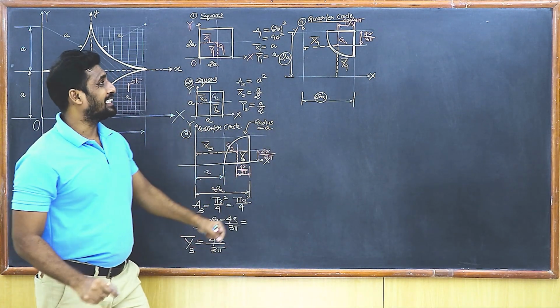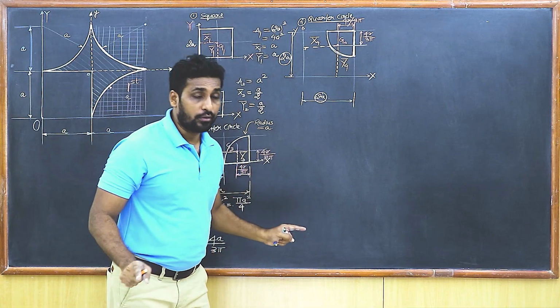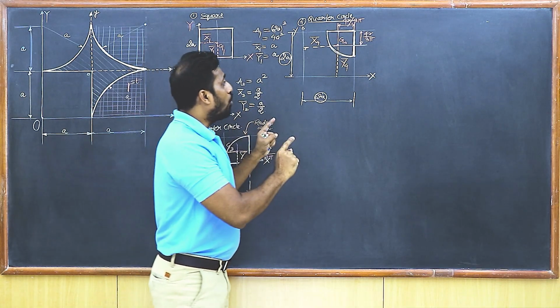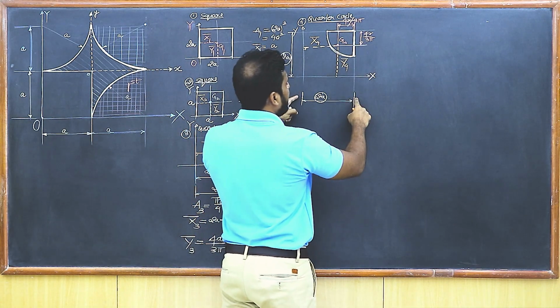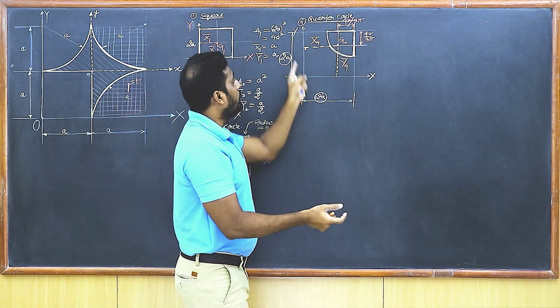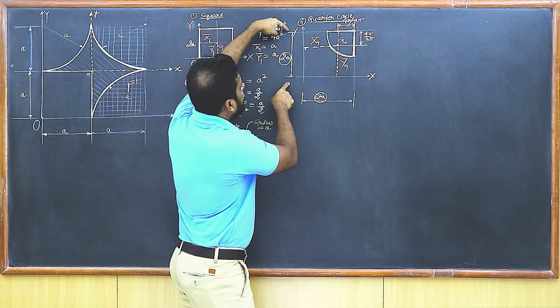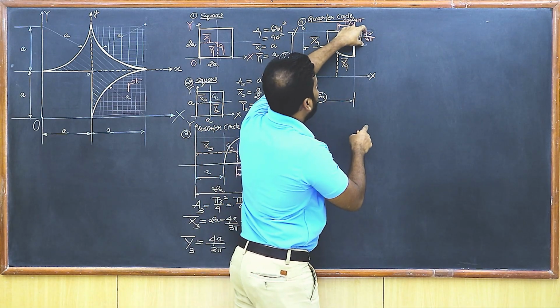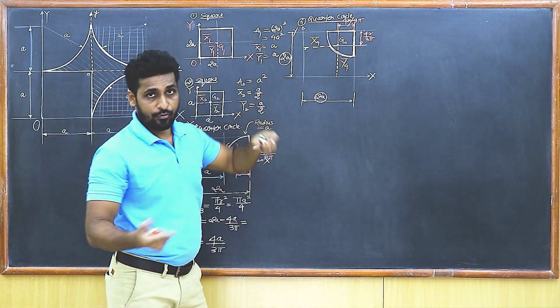Both the distances are not 4r upon 3 pi, but can you say that both the distances are going to be how much? This total length is 2a. So from this 2a, if you remove 4r upon 3 pi, you will get x4 bar, and again from the distance 2a, you remove 4r upon 3 pi, you will get y4 bar.